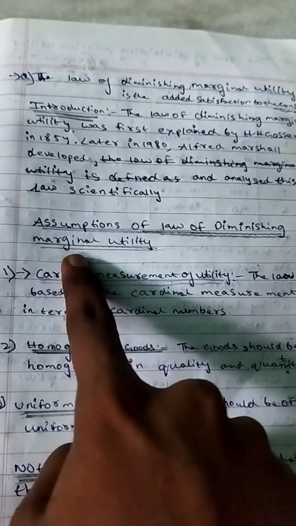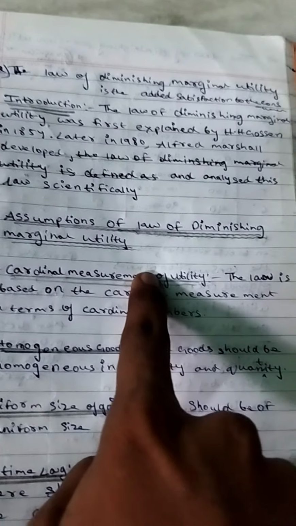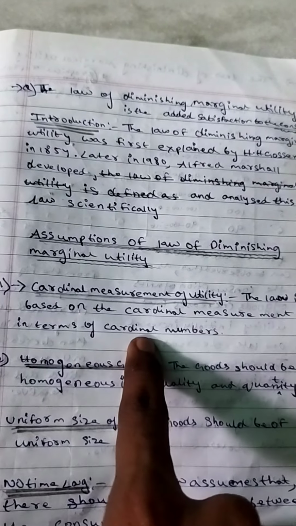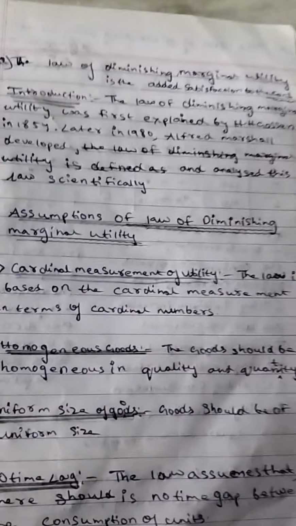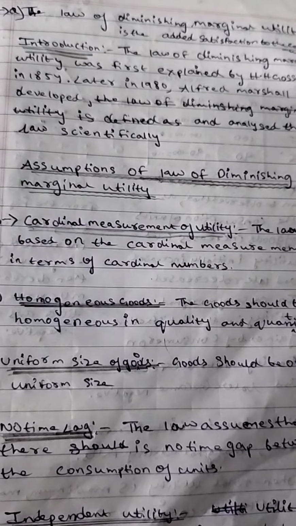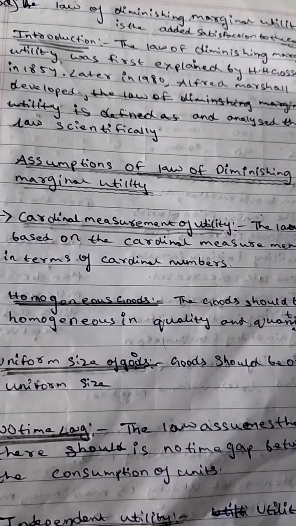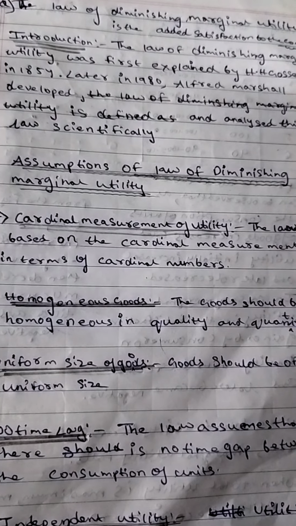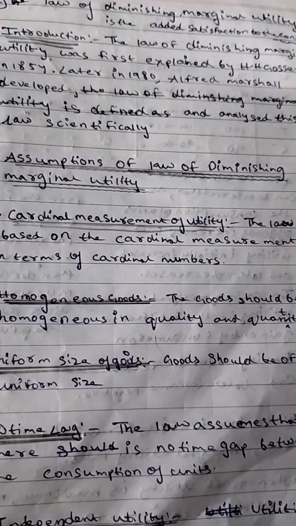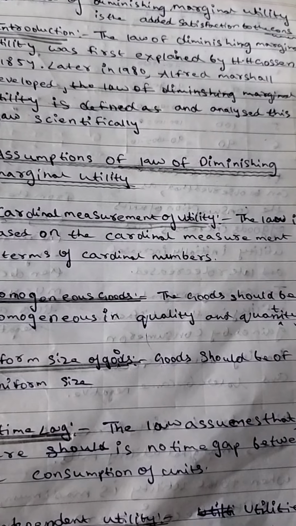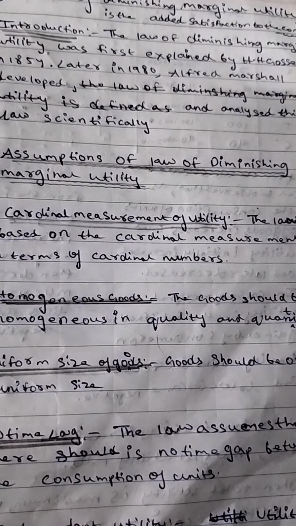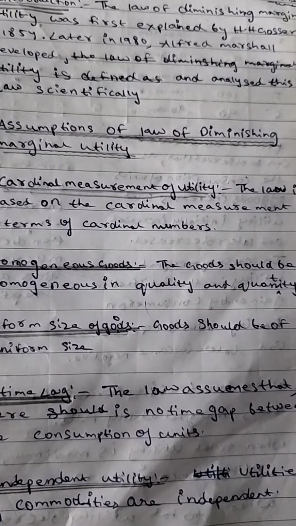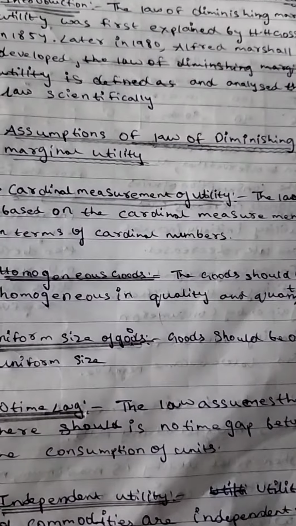Assumptions of the law of diminishing marginal utility. Cardinal measurement of utility: the law is based on cardinal measurement, in terms of cardinal numbers. Cardinal numbers start from 1 and go on sequentially. They are used to count the number of products, etc. This law is based on cardinal measurement units.